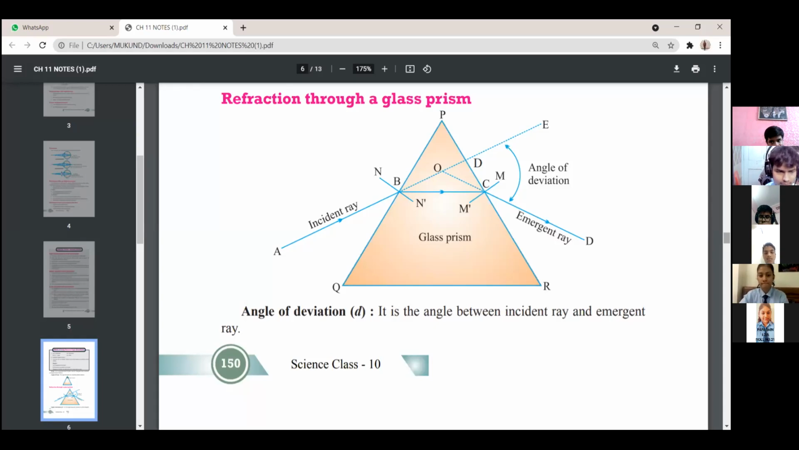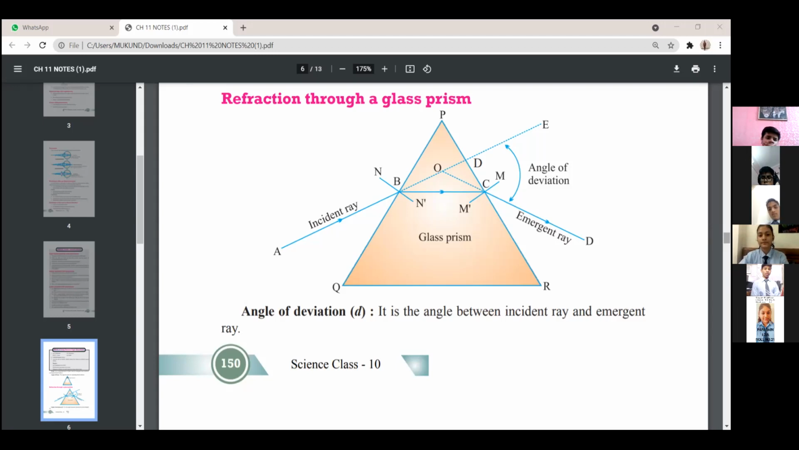What is meant by deviation? What is the literal meaning? Deviation means changing of the path, deviating from your own path, separating from your own path. The incident ray should have gone straight, but it has bent towards the normal, and then when it has come out again, the change of medium was there, so it has to bend away from the normal. Because of these two bendings, two refraction phenomena, the incident and emergent rays have a big angle difference between them, which is known as the angle of deviation.